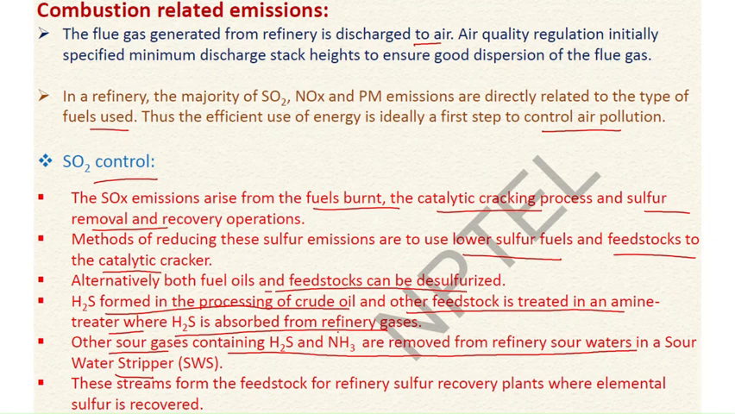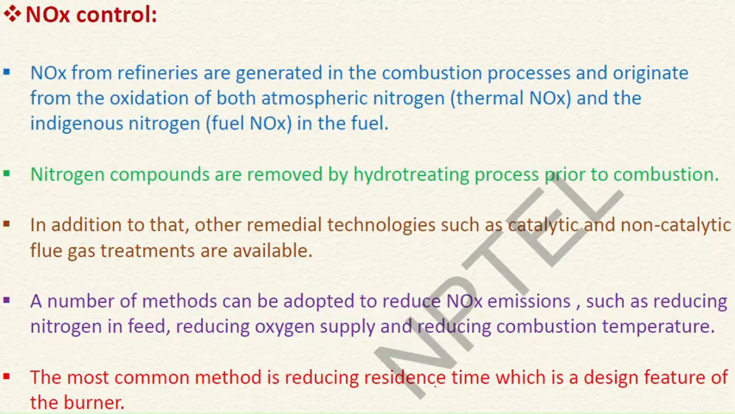The sour water, which we get from the atmospheric distillation unit, the vacuum distillation unit, and various other secondary processing units, should be stripped of the H2S and NH3 before releasing it, sending it to the ETP. These streams form the feedstock for refinery sulfur recovery plants, where this H2S is further sent to the sulfur recovery unit, where we can get the elemental sulfur.